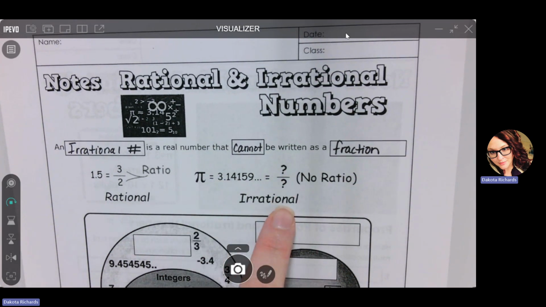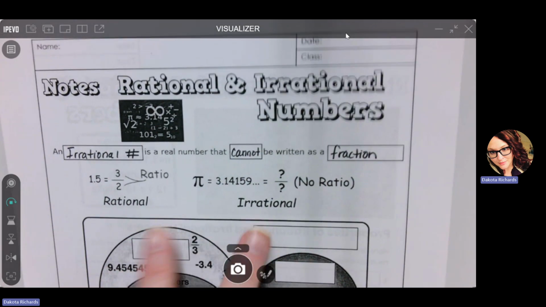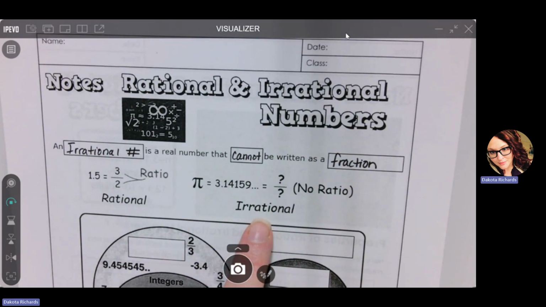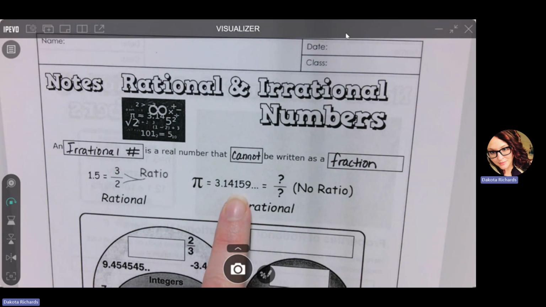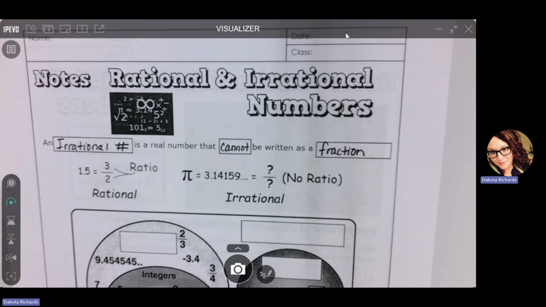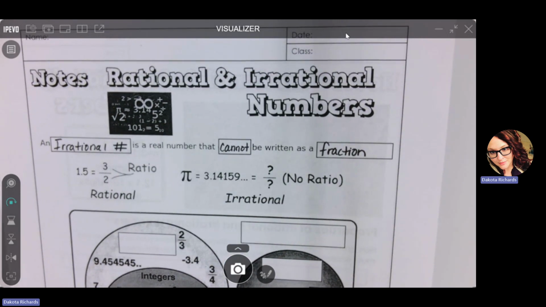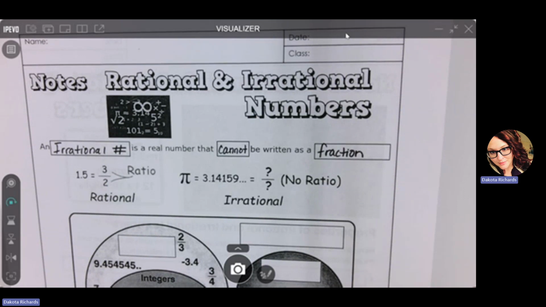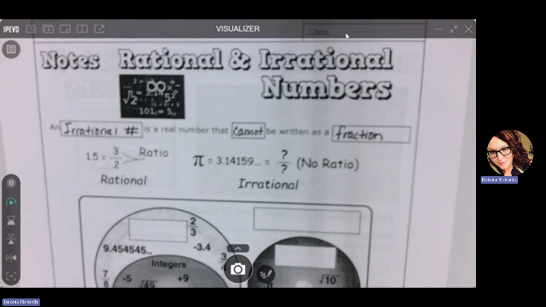There's no ratio. So the way I differentiate between these two, an irrational number is a decimal that does not repeat, and it does not stop, and it does not have a pattern, kind of like an irrational person. It goes on and on forever, and it doesn't make any sense. Well, that decimal goes on and on forever. There's no pattern. It doesn't stop. It doesn't make sense. Okay, so let's fill out this chart.